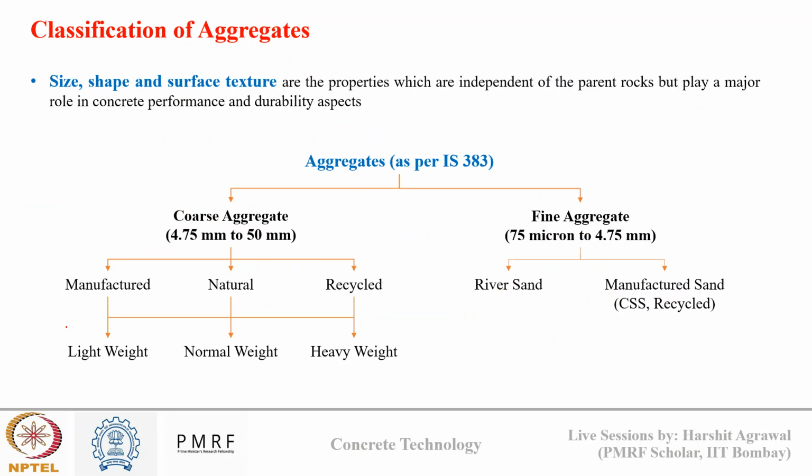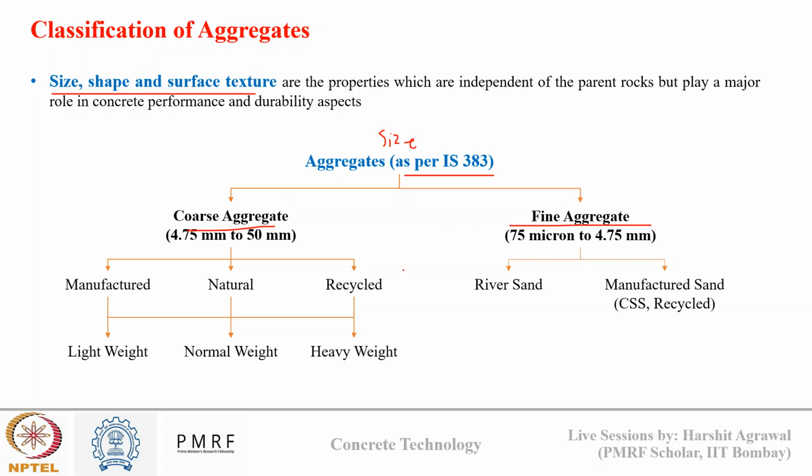Now, there are certain properties of aggregate which are independent from the parent rock from which it is obtained, but they still play a major role in concrete performance and durability. And these properties are size, shape, and surface texture of aggregate. Okay, so according to Indian Standard IS 383, we classify aggregate into two subcategories based on size. Okay, there is coarse aggregate and there is fine aggregate.